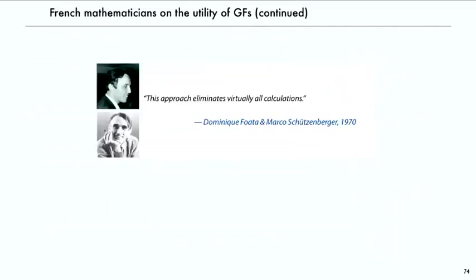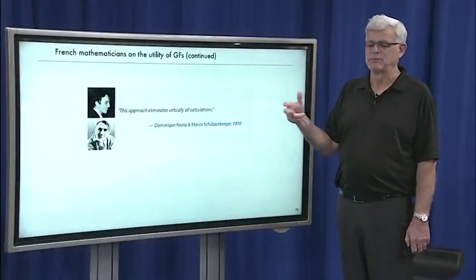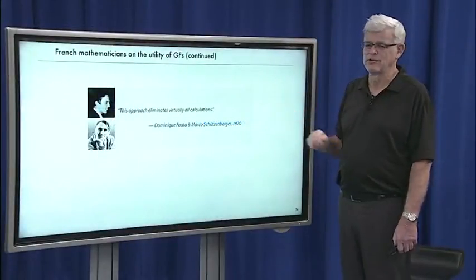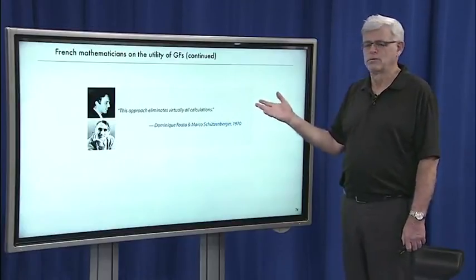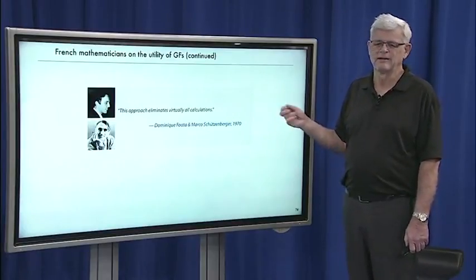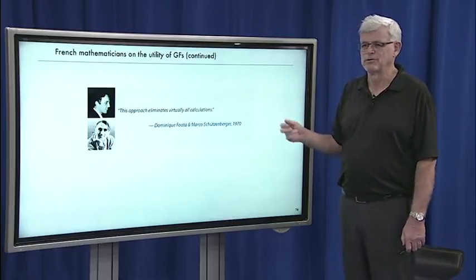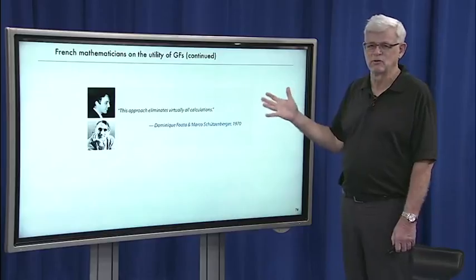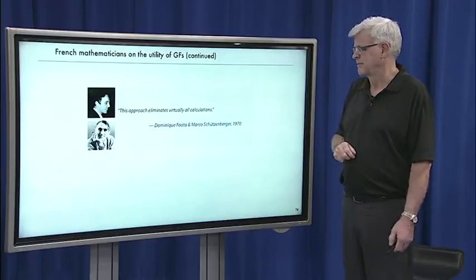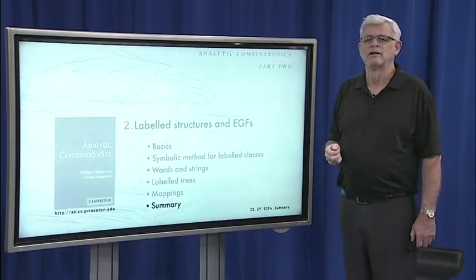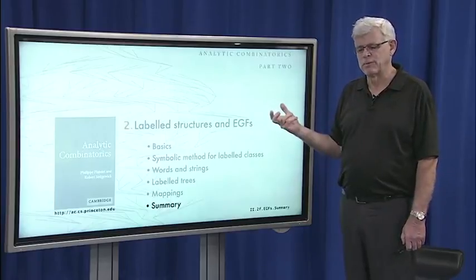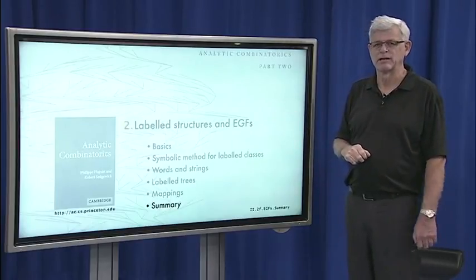But I think, again, it's all about the utility of generating functions. And really, the bottom line is that without something like the symbolic method or generating functions, people were doing really horrendously detailed and difficult calculations. And this approach really does eliminate virtually all of them. That's a summary of the symbolic method, both for labeled and unlabeled objects.